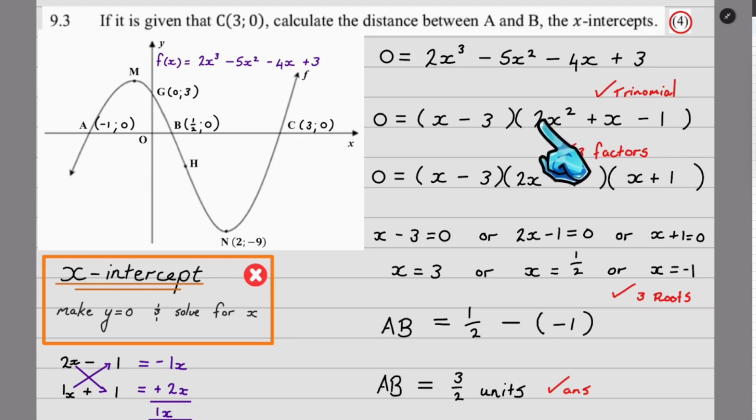You get 1 mark for the correct trinomial after factorizing. You get 1 mark for the correct 3 brackets or 3 factors. The next mark comes from the correct 3 roots over here. And the last mark comes from the correct final answer.